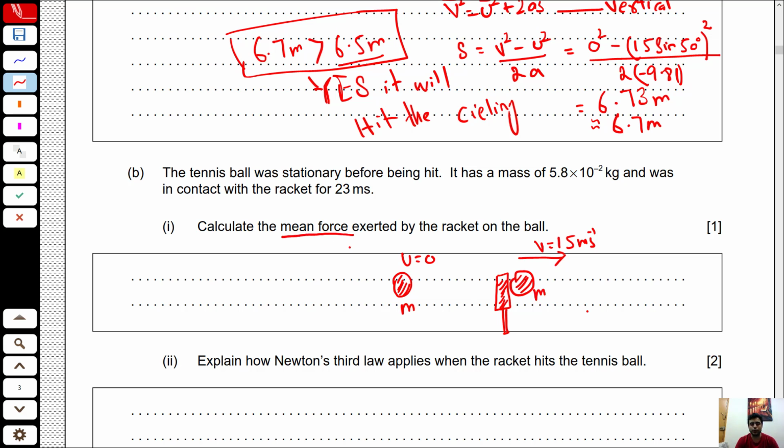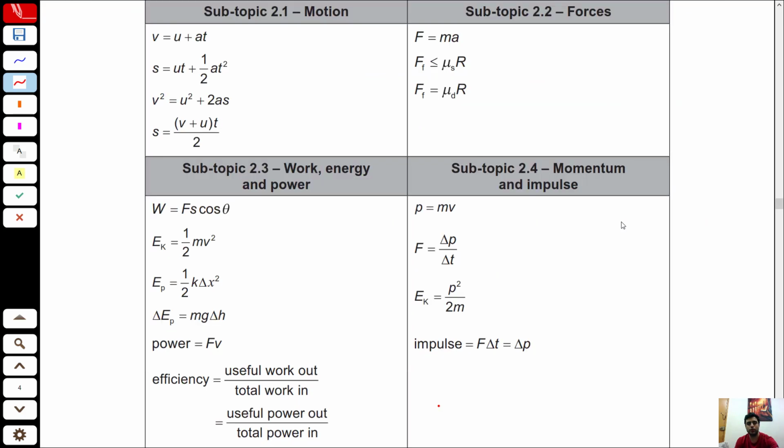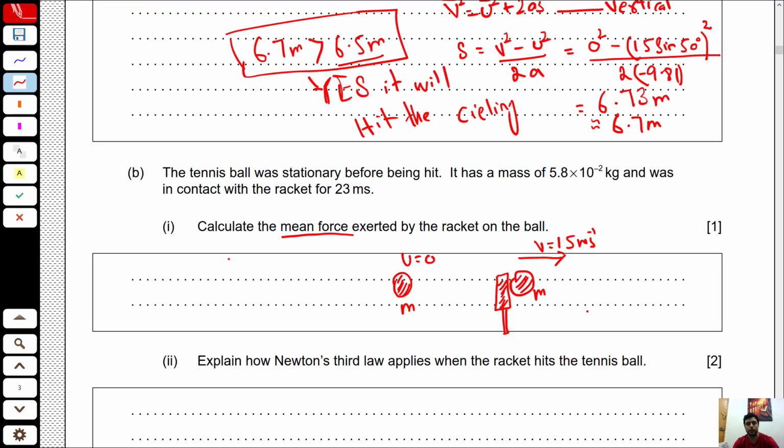Mean force. So you need to go back to the data booklet, and we will use this equation. This one. The mean force, the resultant force acting on the ball, is equal to change in momentum over change in time, or in other words, rate of change of momentum. So let's use this equation here.